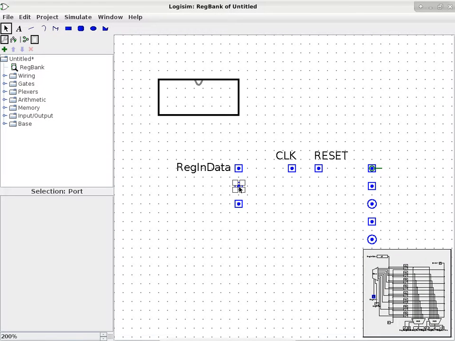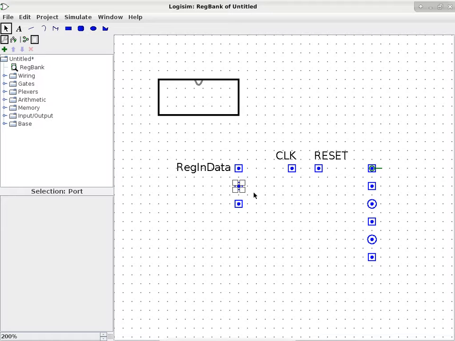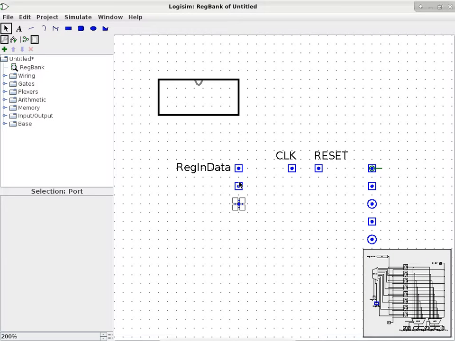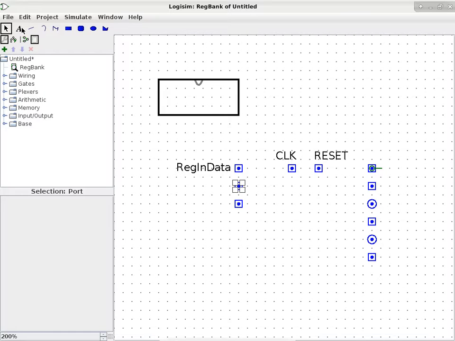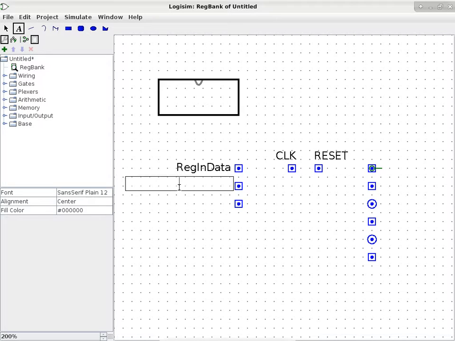And this one connects to the decoder. And do you remember which part of the decoder this is connecting to? The enable. It's not the enable. Let me just double check. That's the selection. This is the enable. Okay, good. So we'll go ahead and comment it and say this is register input enable.